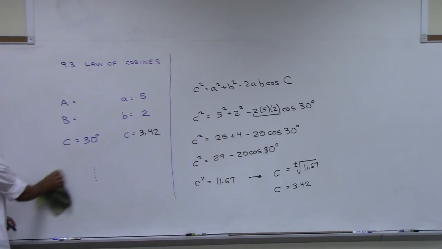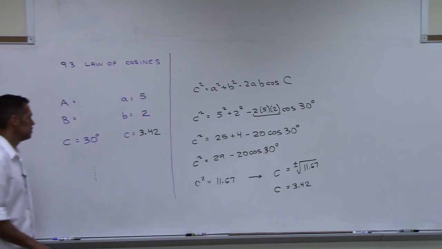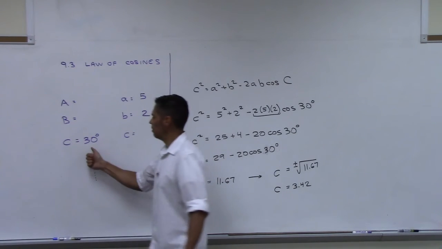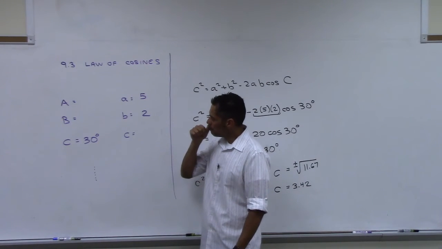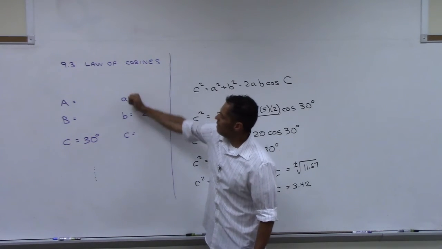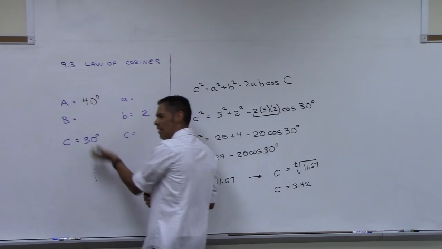So if the big letter doesn't have a pair with the little letter, then you have to use law of cosines to find it. Say it again? If the capital letter doesn't have a pair with the little letter, then you have to use law of cosines to find it. Not if I would have had like that.